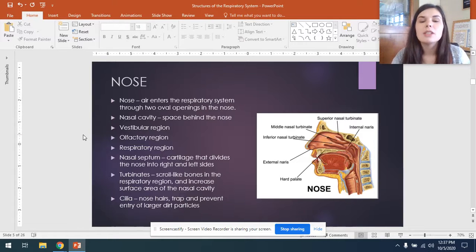And then lastly, we have our cilia, which are located inside of our nose, and these are known as our nose hairs, and they help to trap and prevent the entry of large dirt particles and bacteria and other types of pathogens. Basically, your nose hairs are like a filtration system for the air that you breathe in.